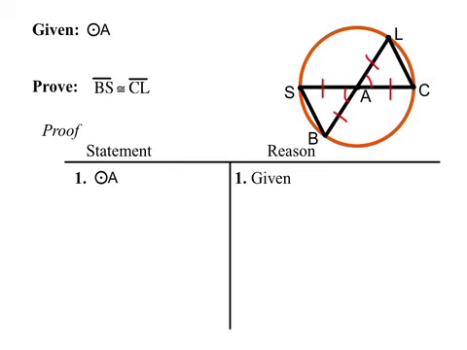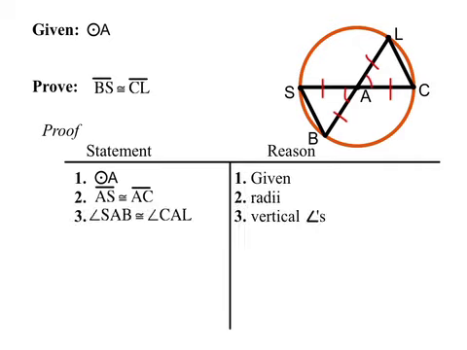And now we're ready. Our first reason is to restate the given. Our strategy is to prove two triangles congruent by side angle side. So we're going to do it in order this time. So here's our first pair of sides. AS is congruent to AC because they're both radii of the same circle. And then we have the included angle, angle SAB, is congruent to angle CAL because they're vertical angles. And now the other pair of congruent sides. AB is congruent to AL because they're also radii of the same circle.